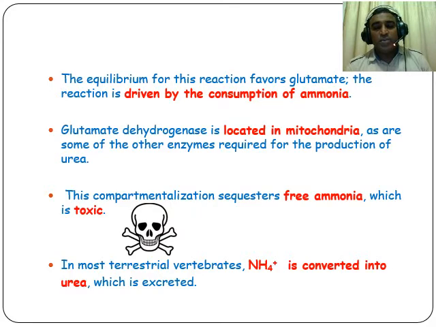Another important thing about this slide is that the release of the free ammonia after the two reactions is located in the mitochondria, which happens to be useful because mitochondria is also the beginning of the urea cycle. So it facilitates the detoxification of the free ammonia.